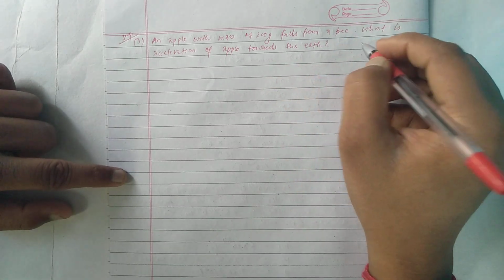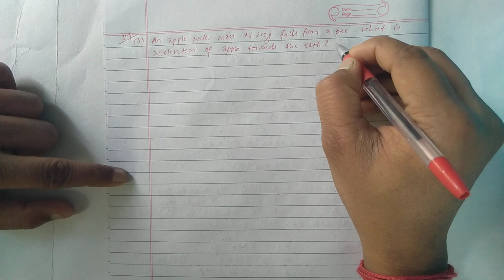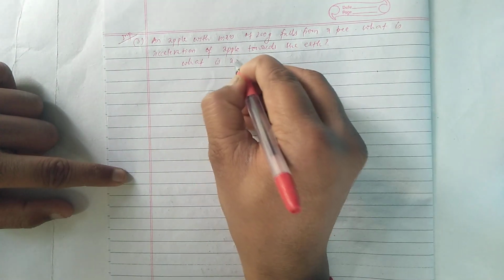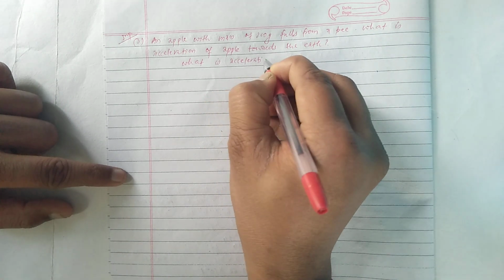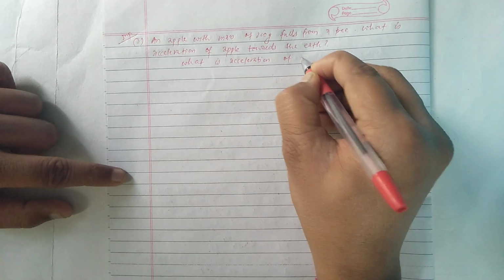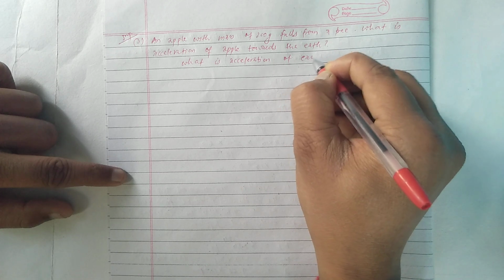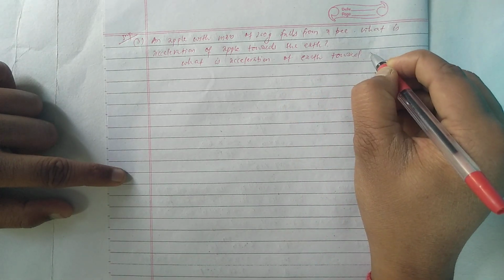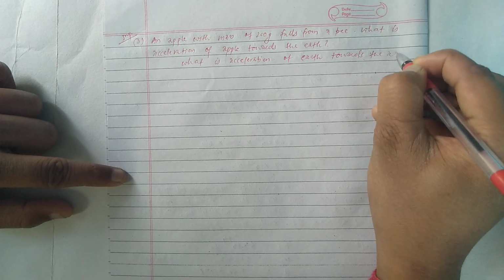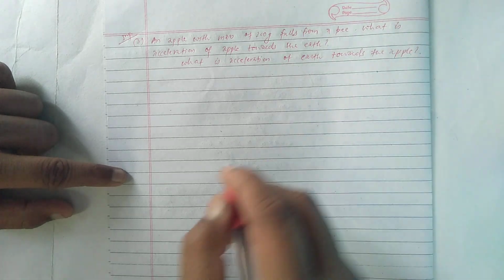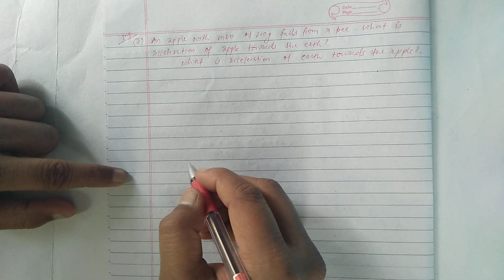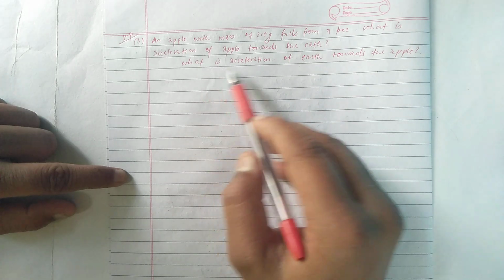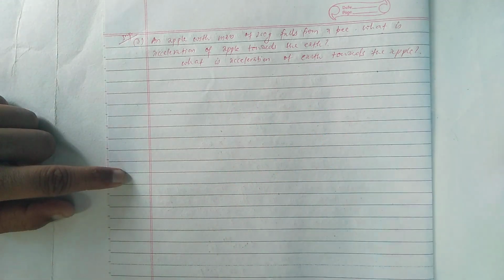We have to calculate the acceleration, and we also have to calculate what is the acceleration of earth towards the apple. So the question is, what is the acceleration of apple towards the earth and what is the acceleration of earth towards the apple?